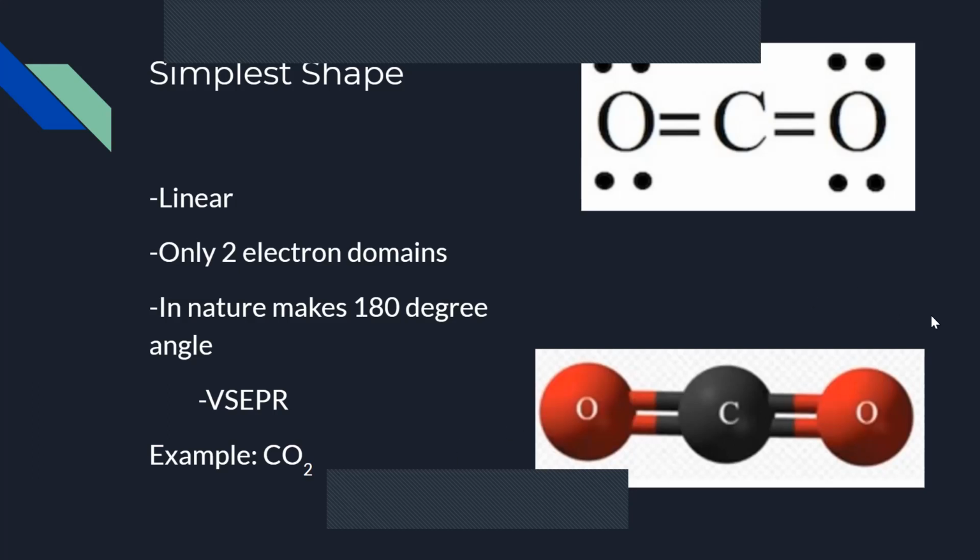So an example of this is CO2. Now there are lone pairs on the oxygens here, but they're not on the center atom, so that doesn't matter. And it's okay that there are double bonds because a double bond counts as 1 electron domain. So carbon here has 2 electron domains that repel as far away from each other as possible.